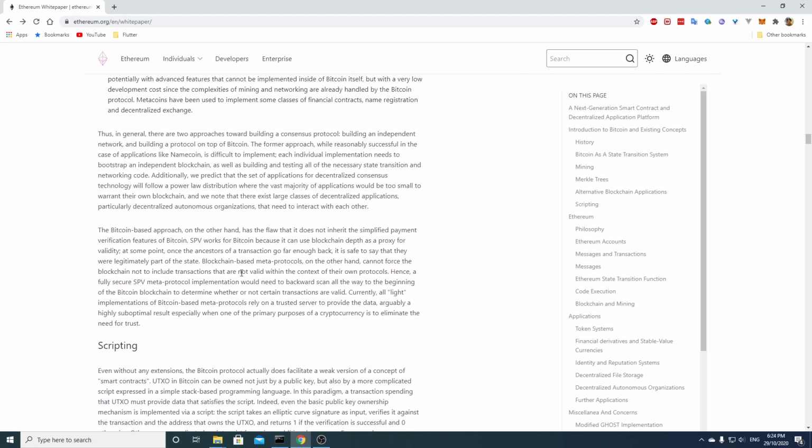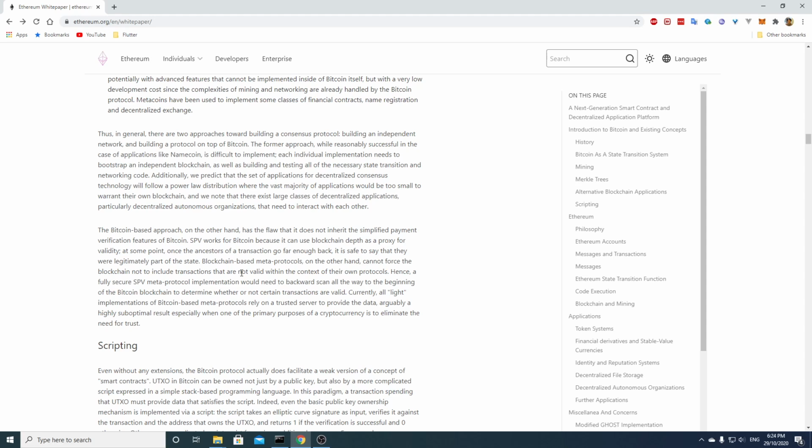The Bitcoin-based approach, on the other hand, has a flaw in that it does not inherit the simplified payment verification features of Bitcoin. SPV works for Bitcoin because it can use blockchain depth as a proxy for validity. At some point, once the ancestors of a transaction go far enough back, it is safe to say that they were legitimately part of the state.